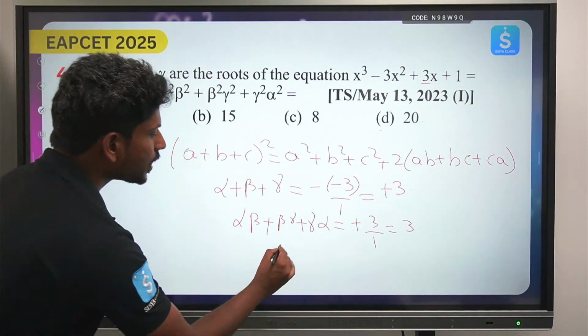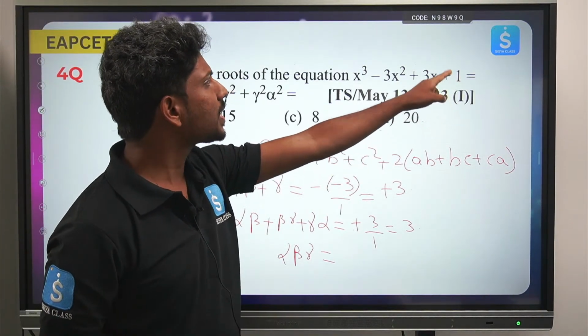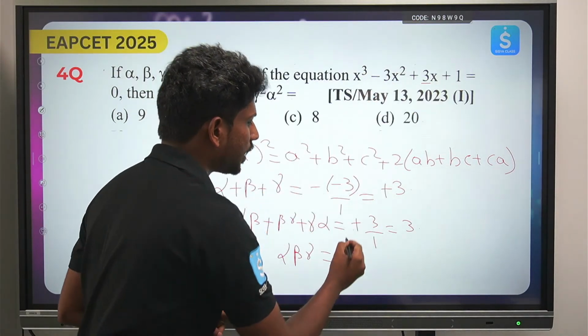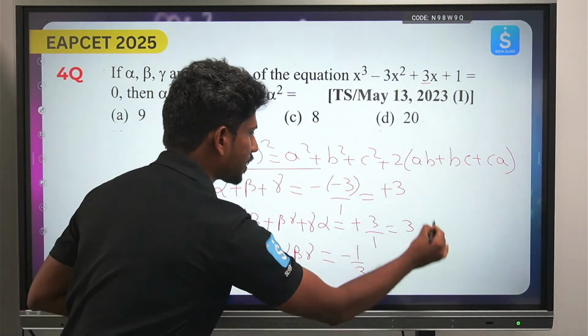Then the next one is alpha beta gamma, which equals, again, minus d by a. So we started with minus b, plus c, again minus d, so that will become minus 1 by 3. Let's just keep these things aside.